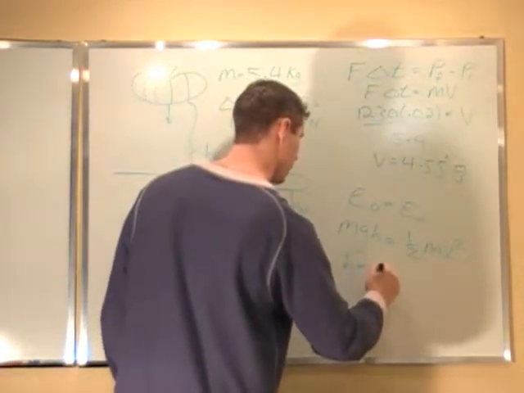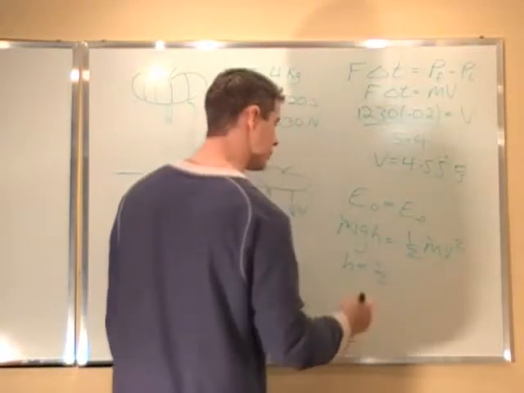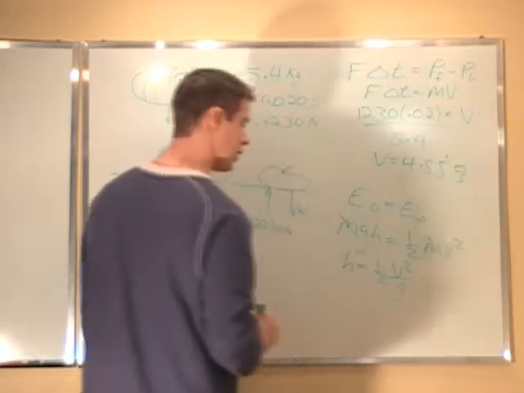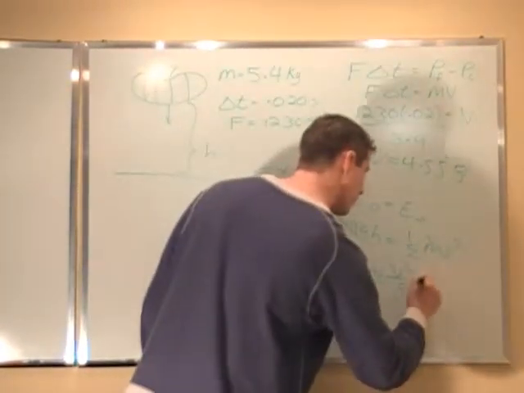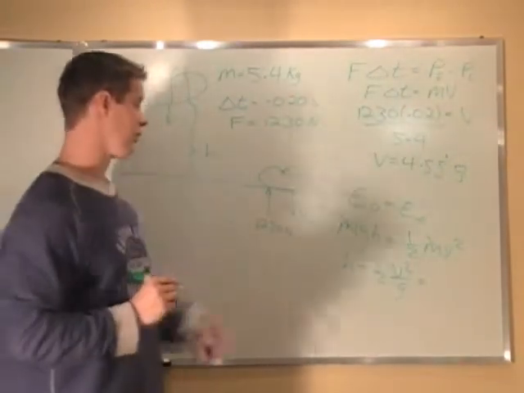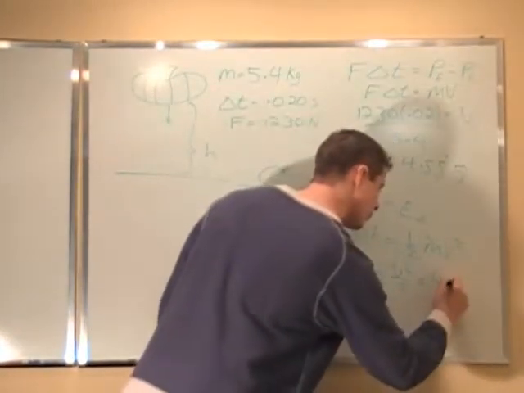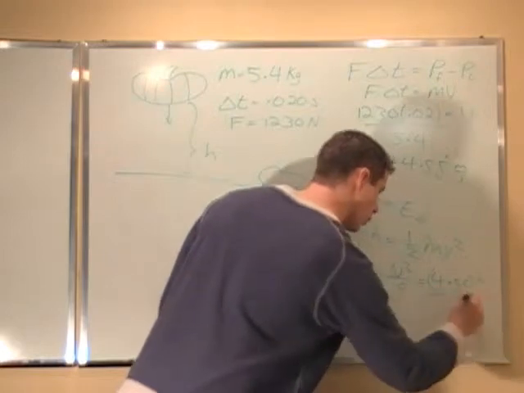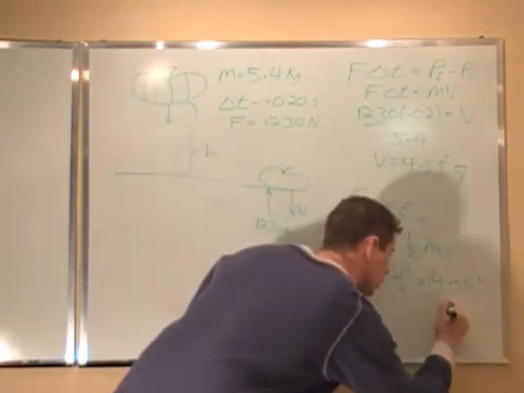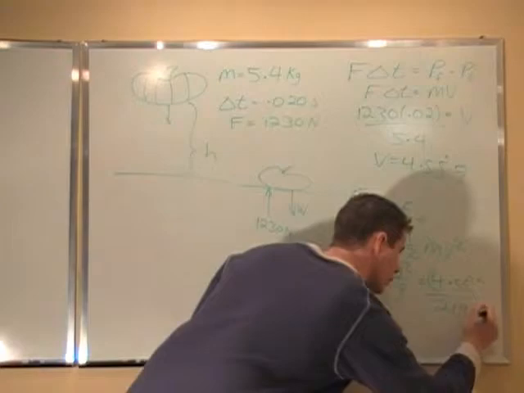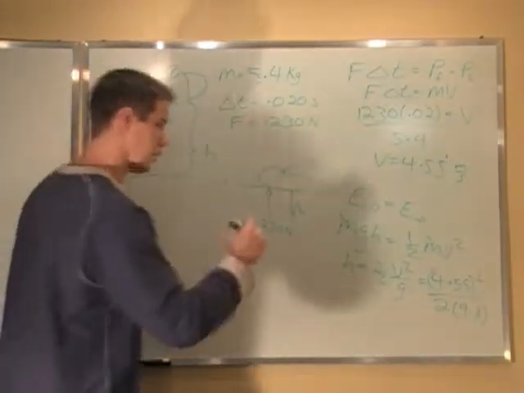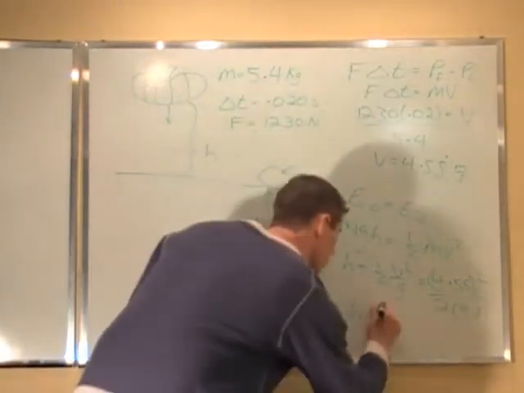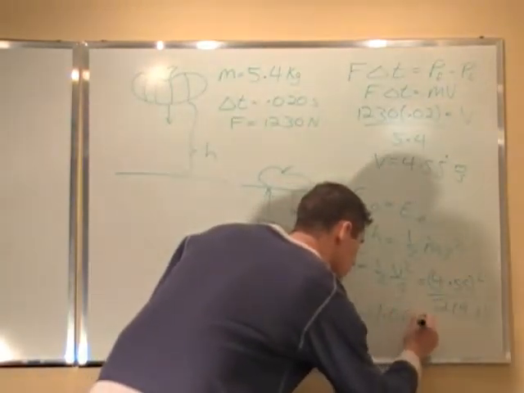H equals 1/2, cancel out the m's, we have v squared, divide by g. All I need to do is plug in. V is 4.55 squared over 2 times g. So after plugging that into my calculator, we find the pumpkin drops from a height of 1.06 meters.